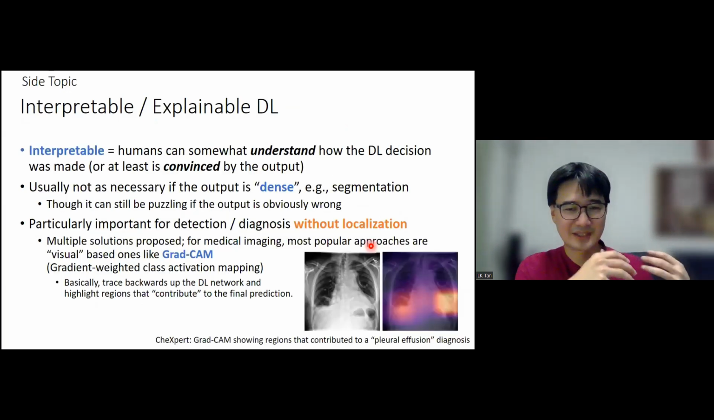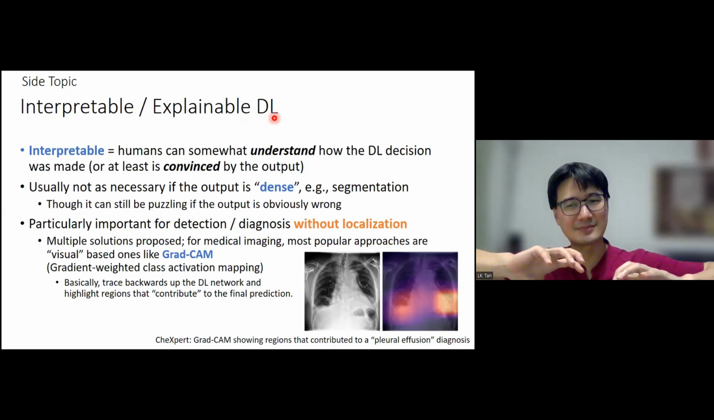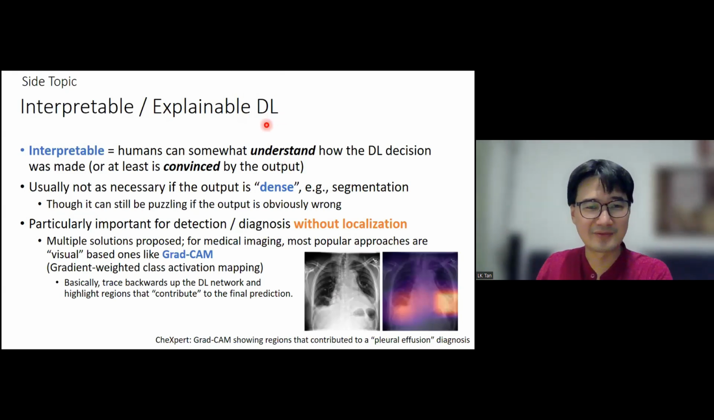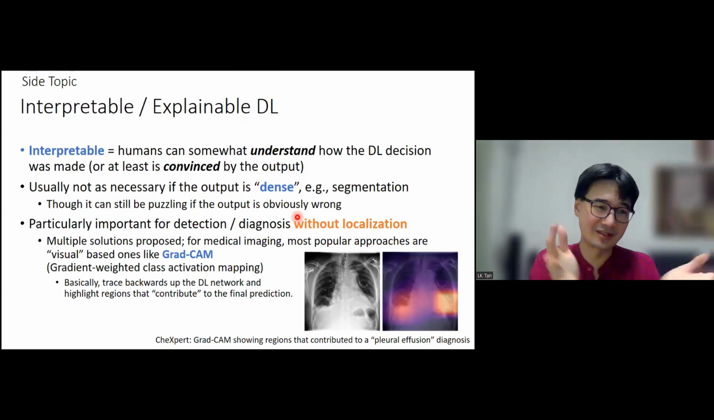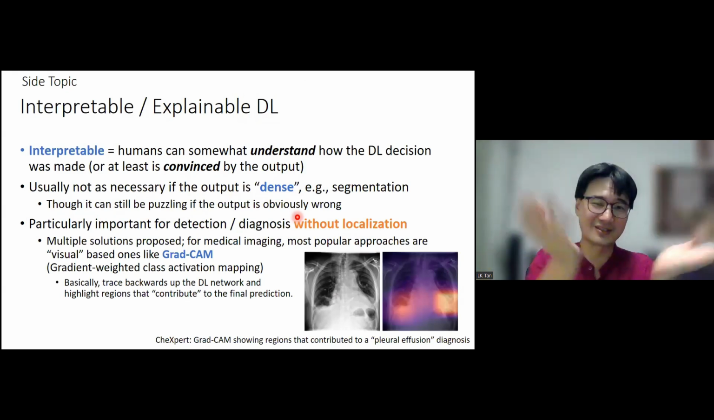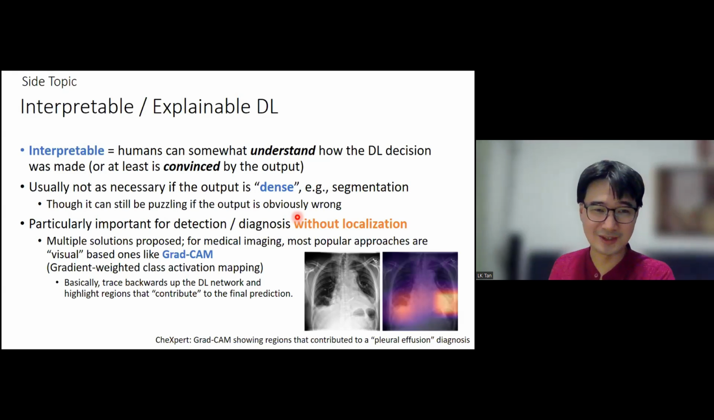Which brings us to one particular important topic that we have now, which is because deep learning is a black box, there's a lot of research going into trying to make the deep learning networks interpretable, or how to understand how it actually makes the decision. Or at the very least, convince yourself by the output. It's usually not so important if the output is dense. So what I mean by dense is the output is not just one label, but actually a lot of information from the output. So for example, segmentation is dense because from the entire image, it tells you exactly what it considers the organ. So in one glance, you can tell, all right, yeah, I am pretty convinced it's correct.